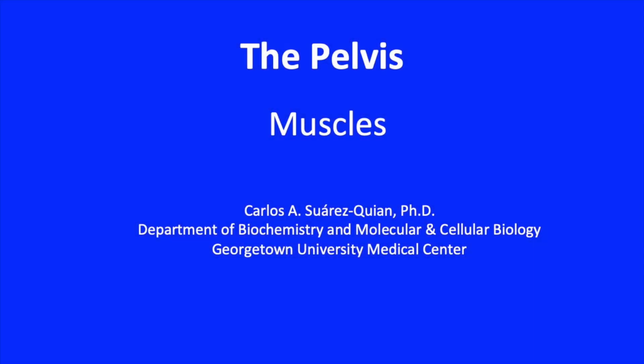Previously, we discussed the bony pelvis and its role as a stout, bony intermediary between the trunk and the legs. In this section, we will discuss the muscles of the pelvis and how they function.